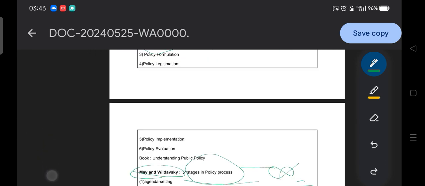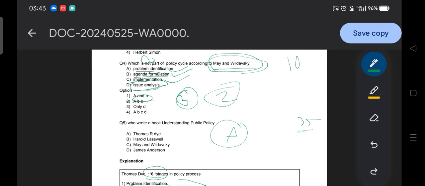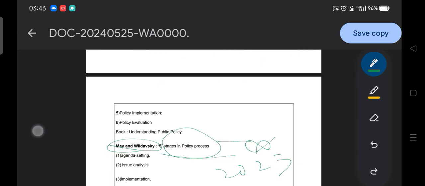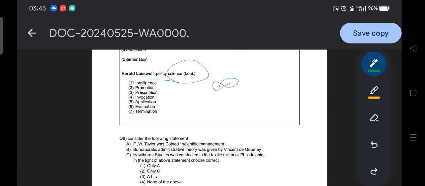With reference to the last question, question number 4. Then guys, after question number 5, I would like to move to question number 6. And question number 6 is before you: consider the following statements. Your time starts now. You should read yourself and provide the answer. Try to provide the answer.